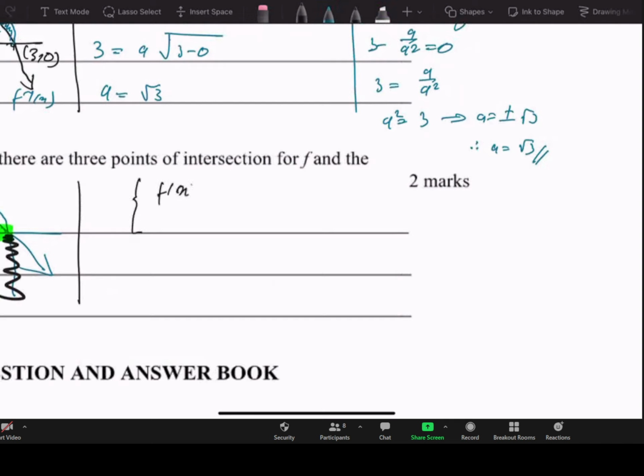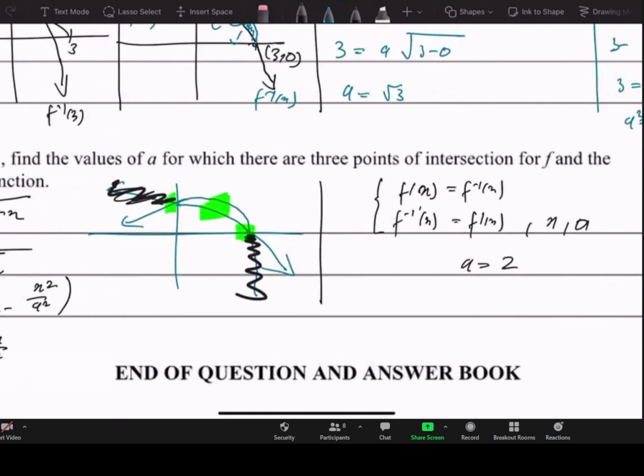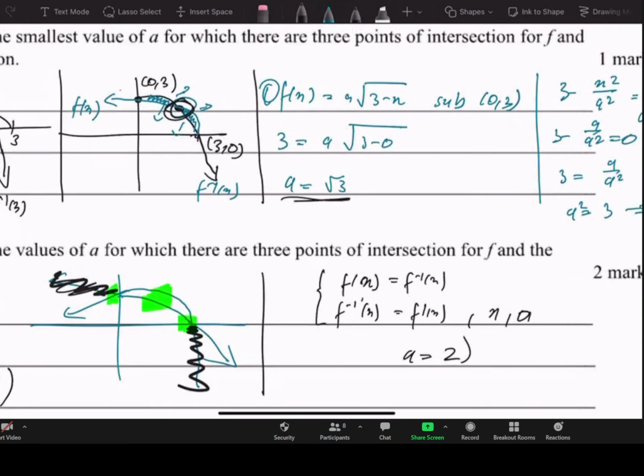So let f(x) equal f inverse x, and the derivatives, the gradients, equal, and you solve for x and a. You don't really care about x, but you do care about a. A is 2. Again, you use simultaneous equations because you don't know the point at which it happens. So now you have your upper limit. When a is 2, that's when this point disappears. And when a is root 3, that's when that point appears.